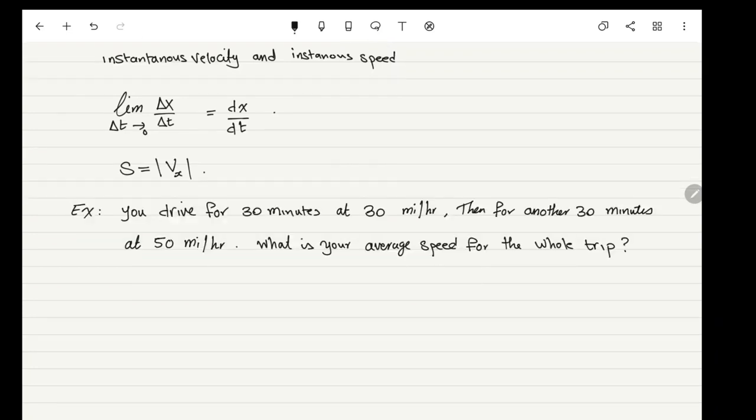Now let's have an example. You drive for 30 minutes at 30 miles per hour. Then you drive again for another 30 minutes at 50 miles per hour. What is your average speed for the whole trip?